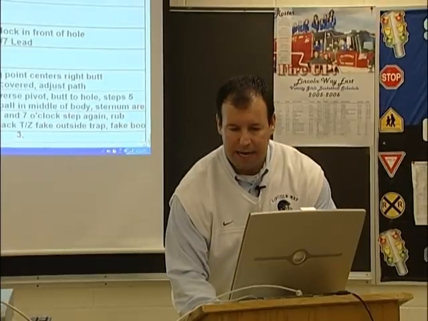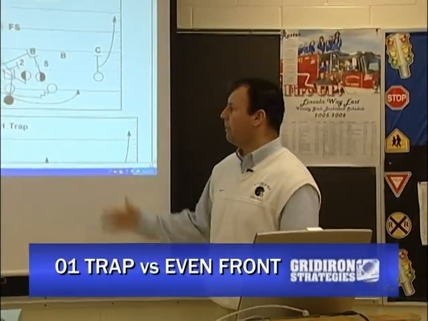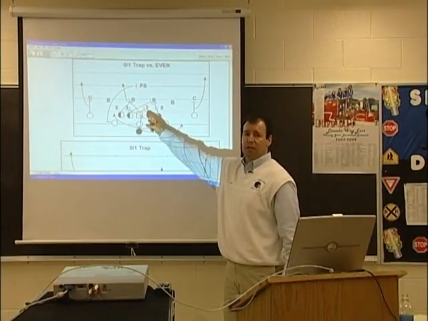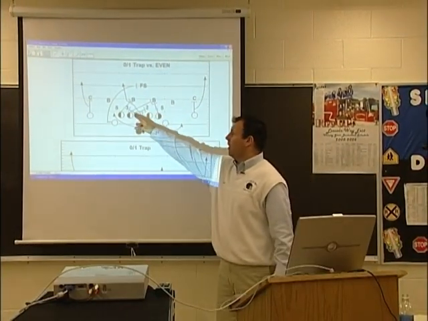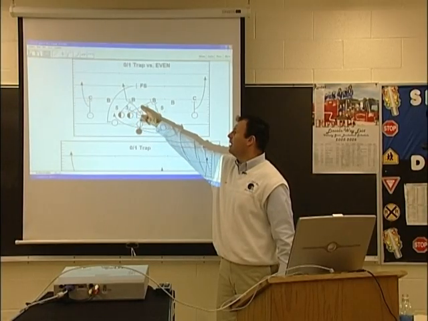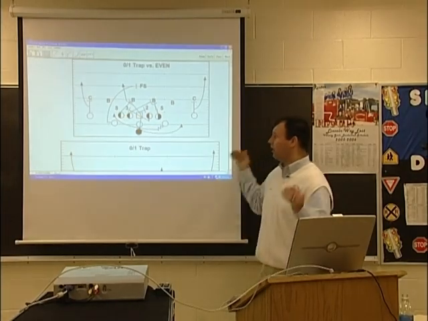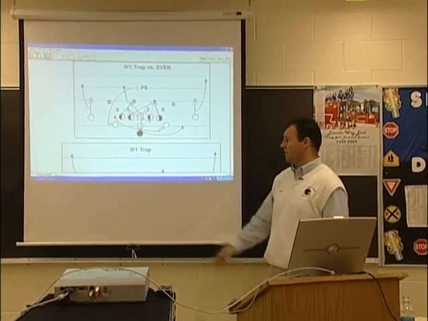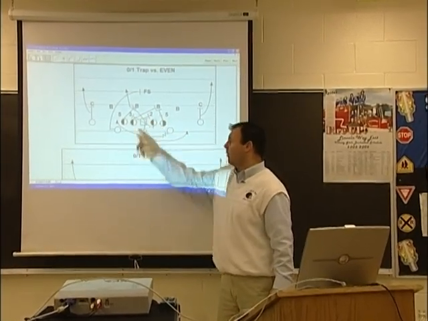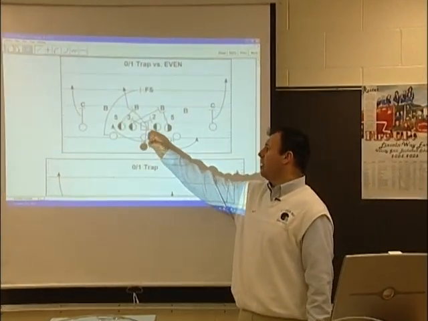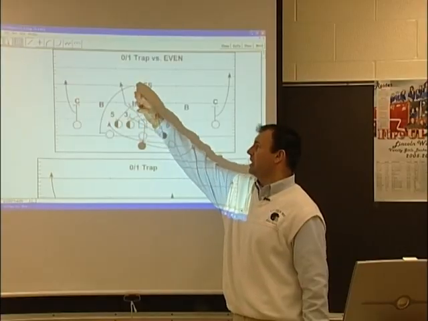Let's take a look at the play. If we're going on one trap to the 3 technique here, we have our center blocking backside. We have our left guard blocking down to backside inside linebacker. Our left and right tackle are ear-holing the inside backers. Our guard is pulling and going downhill and trapping. And our fullback is going to the butt of the center and then adjusting his path.